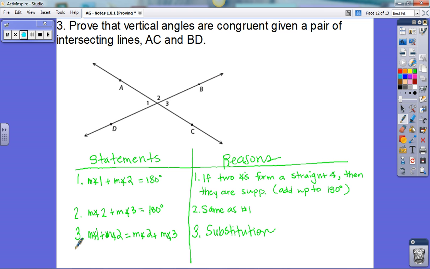Alright, so my next statement is basically I'm going to subtract out that angle 2. If I subtract it from both sides, then I'm left with the measure of angle 1 is equal to the measure of angle 3. And I just used subtraction.